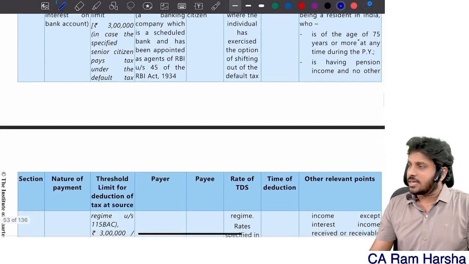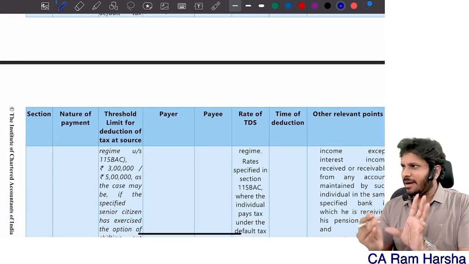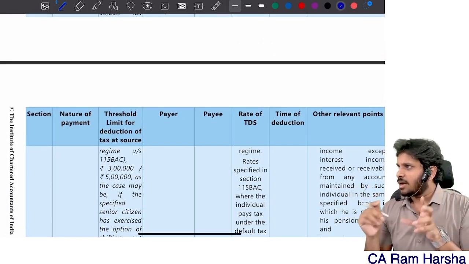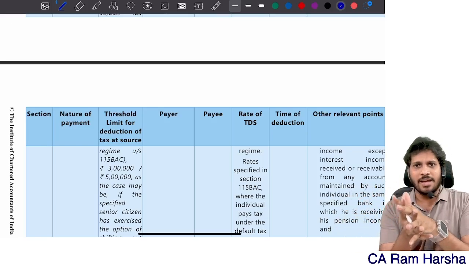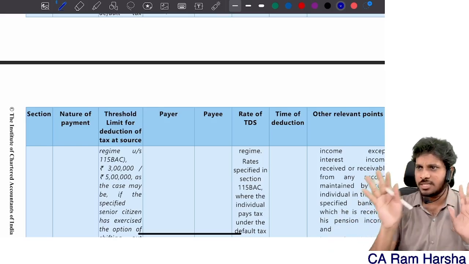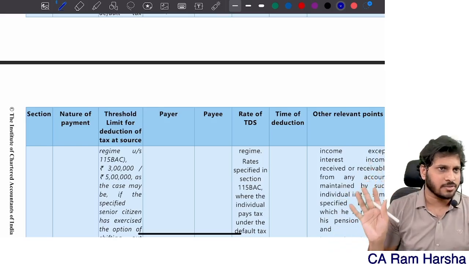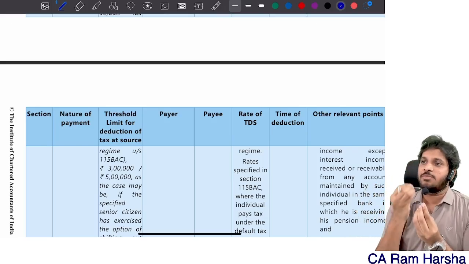In that case, whatever pension income the bank knows, minus standard deduction of 50,000, they will calculate. Plus the interest the bank is paying, the bank already knows. That interest will be added, giving gross total income. Minus any deductions, for which the senior citizen has to give all the deduction information. Then on the balance income, tax will be calculated by the bank.